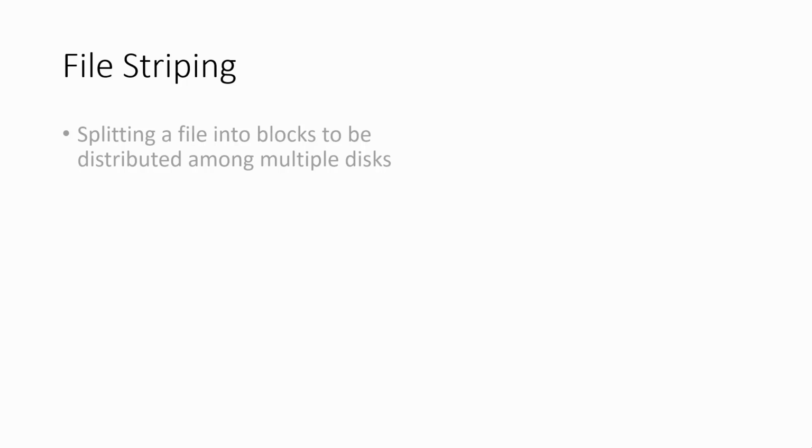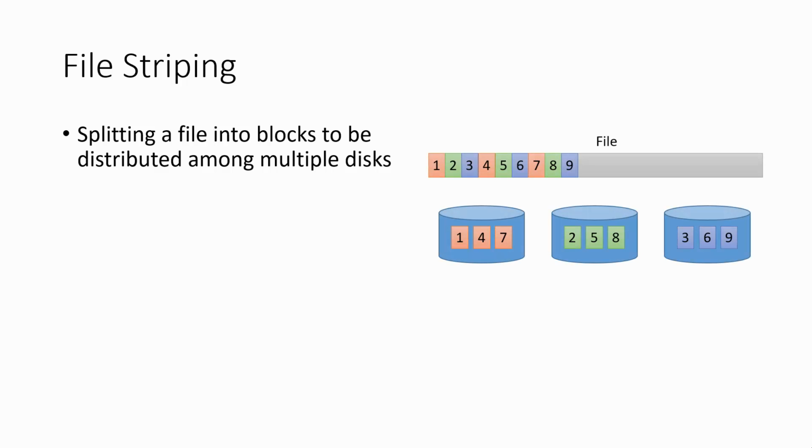First, we'll talk about file striping. File striping is nothing but splitting a file into blocks to be distributed among multiple disks. In this example, we have a file which contains about 9 blocks, and as you can see, they're divided and individually distributed among 3 disks. But the division is also non-sequential in the sense that the first block is on the first disk and the second block is on the second disk, and so on.